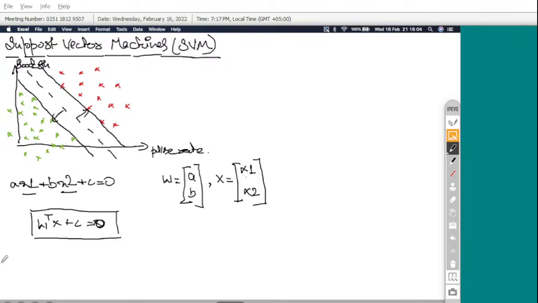So now the equation of this hyperplane is W transpose X plus C equals to 0. Yes, by the matrix multiplication, W transpose X plus C will be equal to 0. And we can simply say this is going to be the equation of this hyperplane.